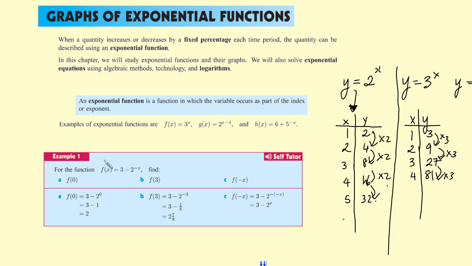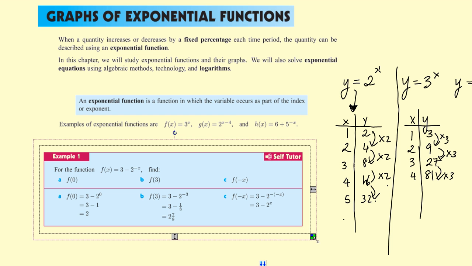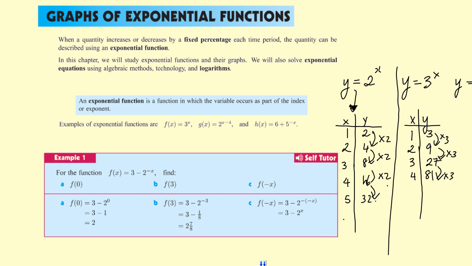So if I was given, as a starting question, the function f of x equals 3 minus 2 to the power of negative x, and you were asked to place in f of 0, what that means is that I've got 3 minus 2 to the power of 0. So I place 0 in for x, and since 2 to the power of 0 is equal to 1, I have 3 minus 1, which gives me 2.